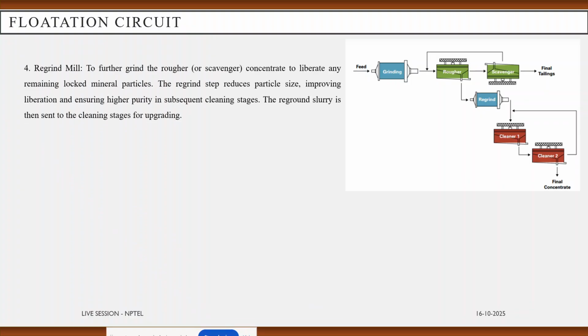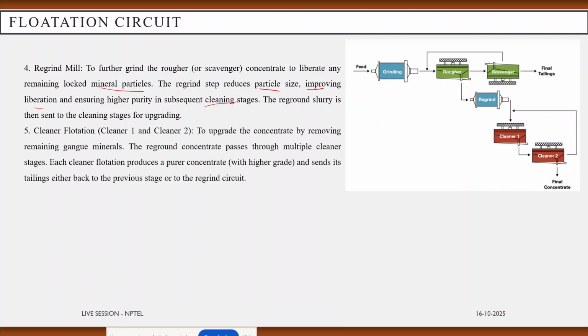Now what happens in the regrinding mill here is that it helps to grind the rougher or scavenger concentrate and liberate any remaining residual mineral particles, and the regrinding step will help to reduce the particle size, improving the liberation and ensuring higher purity in the subsequent cleaning stages. So the reground slurry is then sent to the cleaning stage for upgrading.